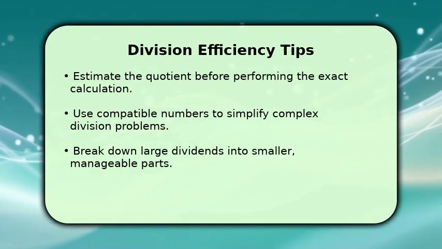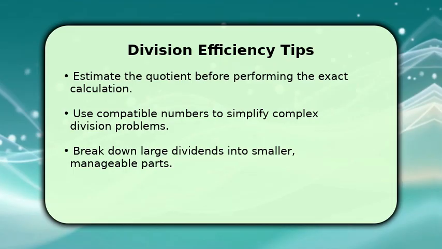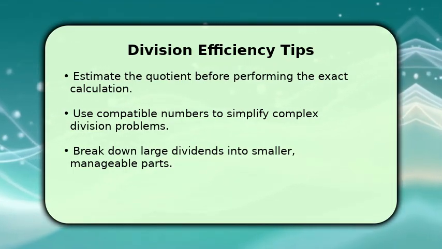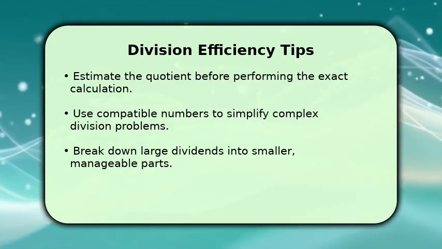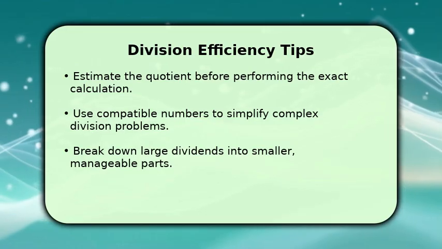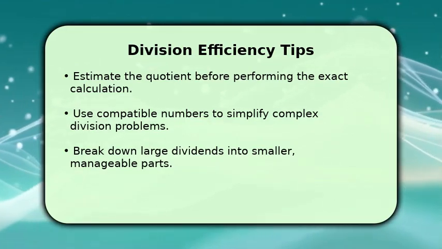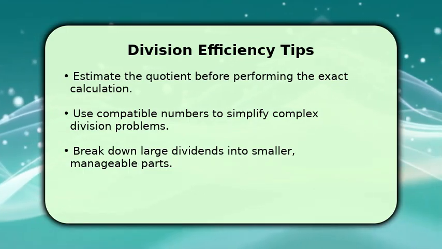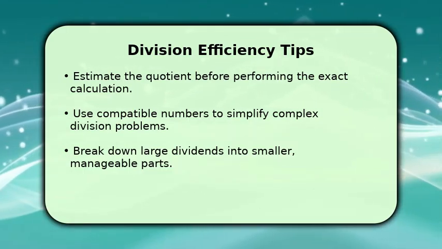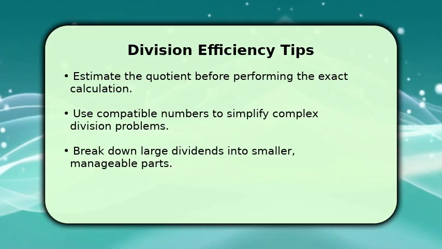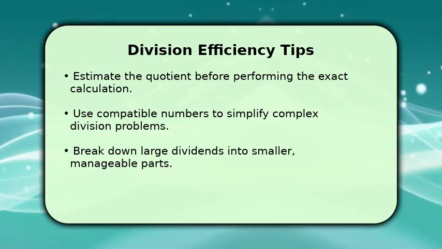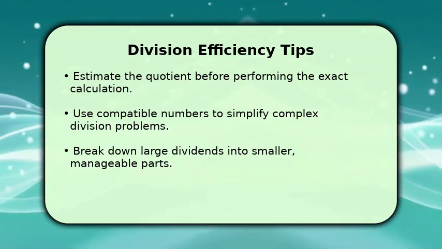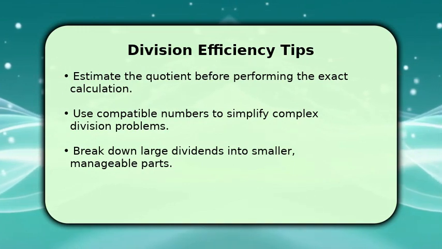To make division even easier, here are some efficiency tips. Always try to estimate your quotient first. This gives you a good ballpark figure, like knowing that 100 divided by 10 is 10. Using compatible numbers, such as rounding 198 to 200, can simplify mental calculations. For very large dividends, break them into smaller, more manageable chunks. Finally, always check your work by multiplying your quotient by the divisor.